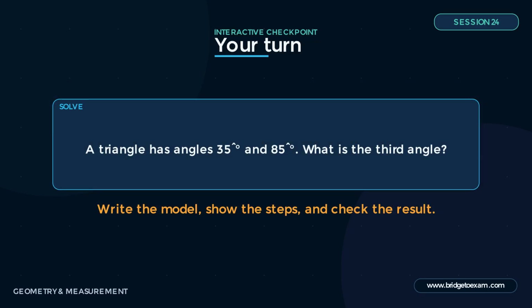Now it is your turn. A triangle has angles 35 degrees and 85 degrees. What is the third angle? Write a formula or relationship before calculating, then use the next 6 seconds to finish your reasoning.